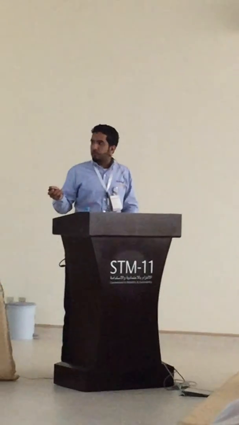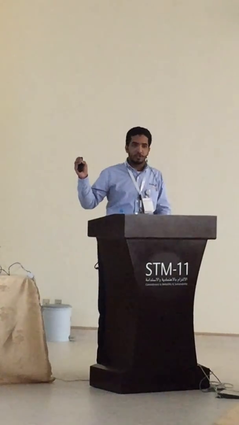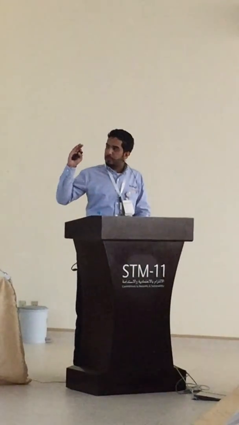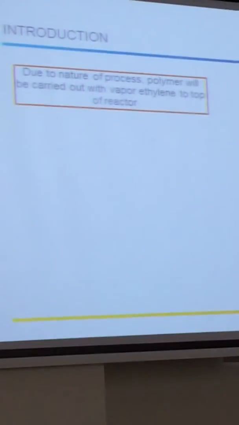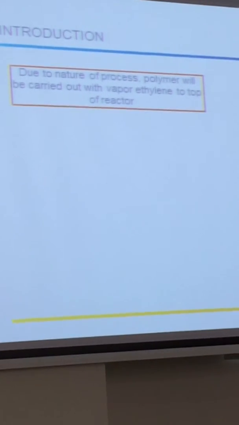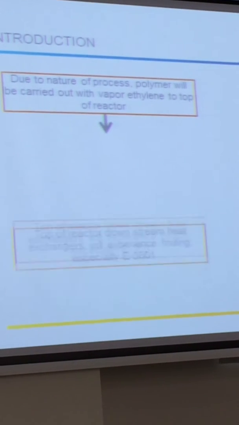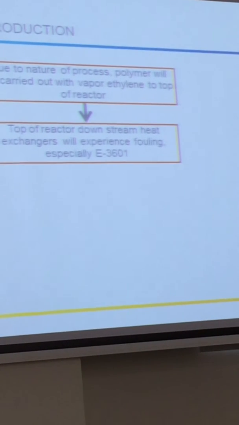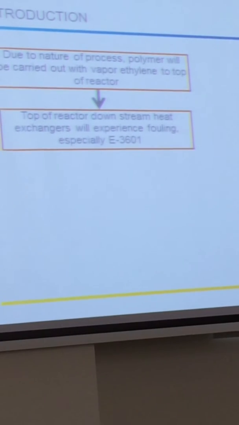Our driver for shutdown is this heat exchanger E3601, because this is the last heat exchanger in this cycle, and it aims to condense the vapor phase to liquid phase. Due to the nature of our process, polymer will be carried with the vapor ethylene and light LAO from the top of this reactor. So the heat exchangers downstream of the top of the reactor will experience fouling, especially E3601, as we said, because it is the last heat exchanger in our cycle.